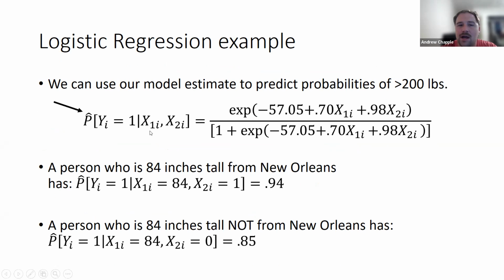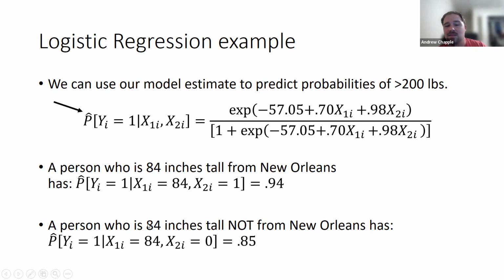It's the probability of yi equals 1, conditional on x1i and x2i. And this is the formula. You just plug your numbers into this and you'll get a probability. If I plug in a person 84 inches tall from New Orleans, that means x1i is 84, x2i is 1. So I'm plugging in an 84 here, an 84 here, a 1 here, and a 1 here. Then if I do the math, this fraction goes to 0.94.